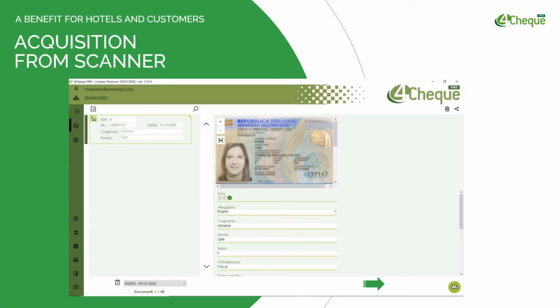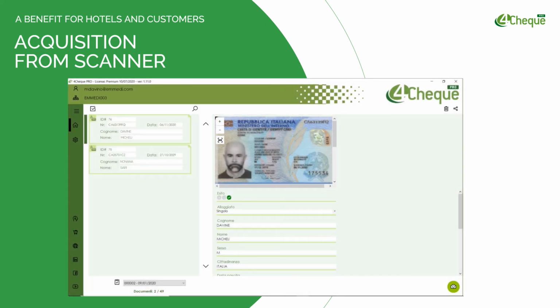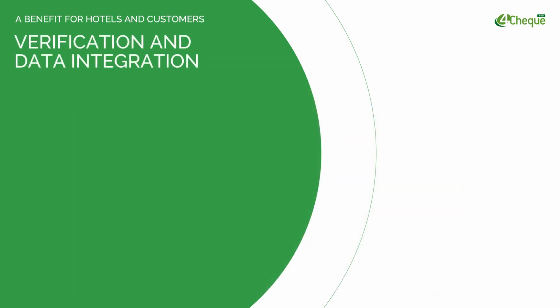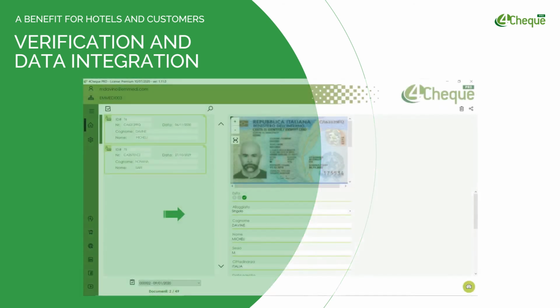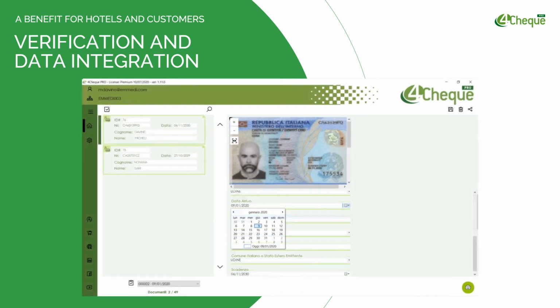Now, let's analyze in detail the screens for the acquisition of an identity card from a desktop scanner. After clicking the Capture button, a pop-up appears in order to select the type of document and the folder. Clicking the OK button, it activates the scanner and all the documents, data and images will appear on the screen. Then, it will be possible to watch the information on the screen in order to verify and integrate any data, such as the arrival date or the days of stay.